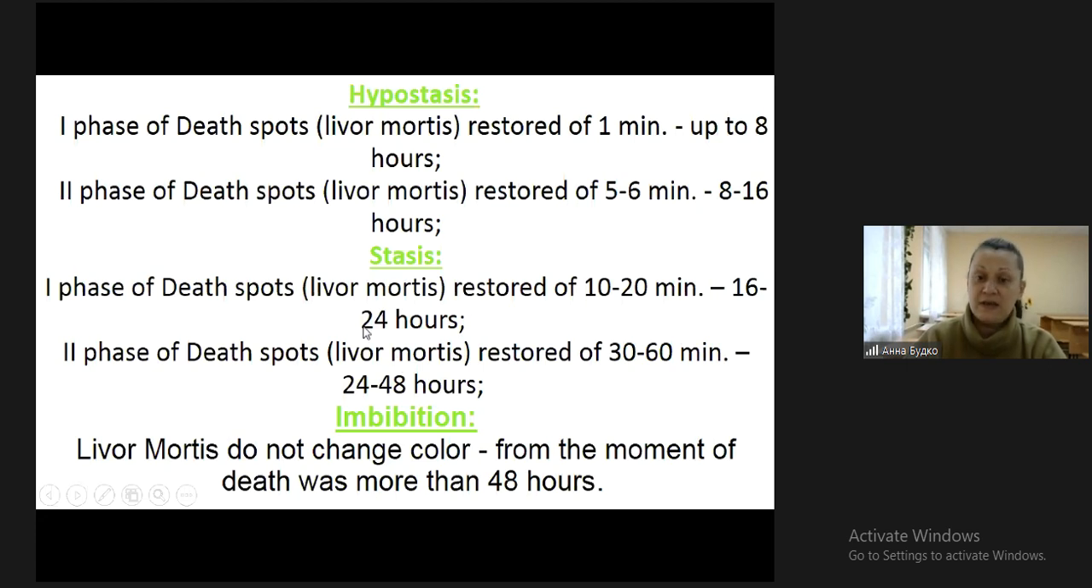Stasis, first phase, restores in 10 to 20 minutes, postmortem interval 16 to 24 hours. Second phase, restores in 30 to 60 minutes, postmortem interval 24 to 48 hours. And the final stage, imbibition. Livor mortis does not change color because you can see the sign of blood infiltration of soft tissue and the skin. Postmortem interval in this situation is more than 48 hours.